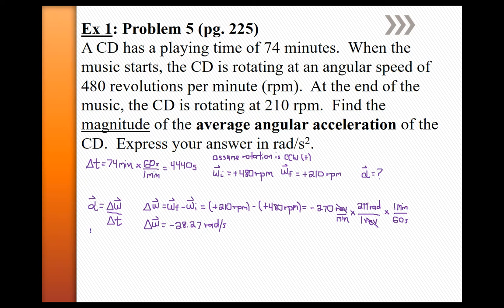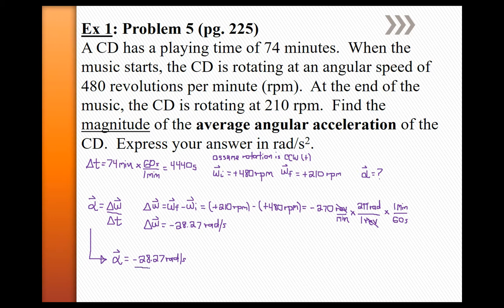Now we can just plug numbers into this equation. So in the equation, we'd have alpha would then be equal to, delta omega is negative 28.27 radians per second. So because we're slowing down, we have angular acceleration in the negative direction, which means it's going to be clockwise. Let's talk about that in a moment. So let's just calculate it.